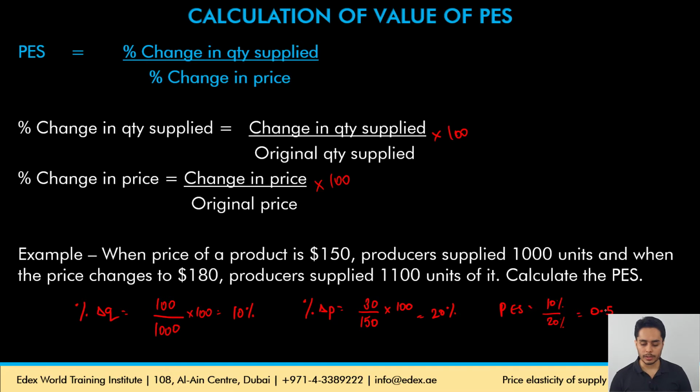Understand one thing: the value of PED was always negative because the quantity demanded and price moved in opposite directions. But the quantity supplied and price move in the same direction, and hence the value of PES will always be positive. So here it is positive 0.5.